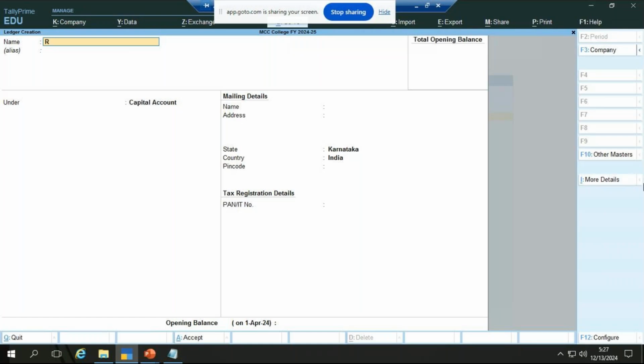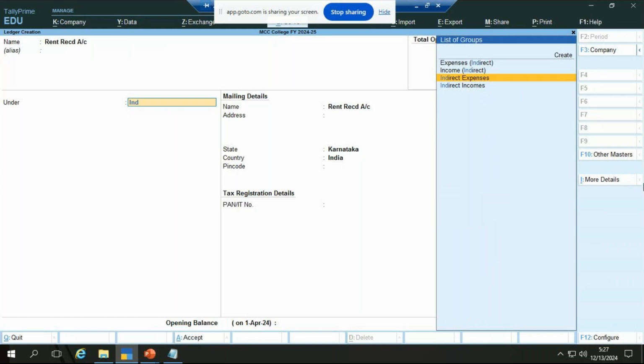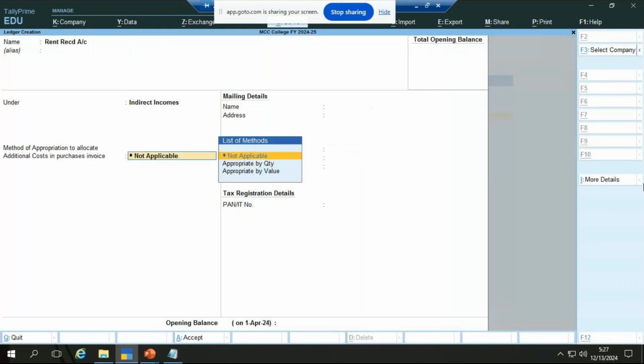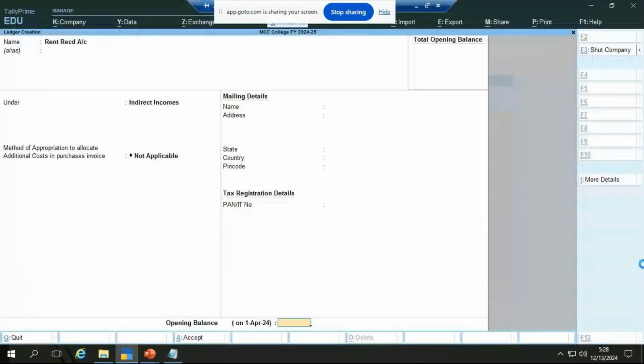First one I'm going to create here, rent received account. Enter. So it comes under indirect income. We have taken here indirect income. Save with this. Then commission received account. That also comes under your indirect income. Save with this. Next, brokerage received account. Commission and brokerage both are the same, but we have a different name for that. So I'm creating different ledgers.